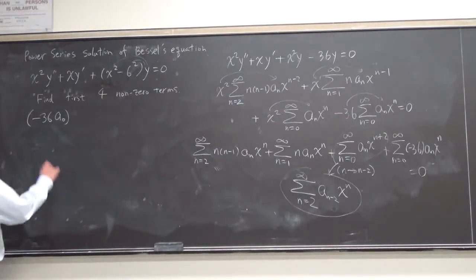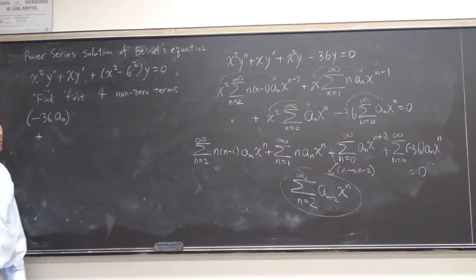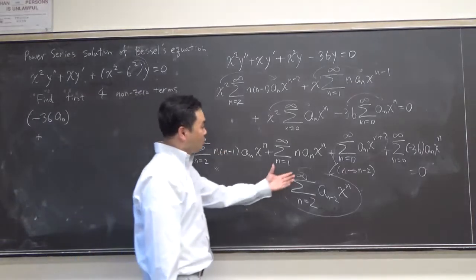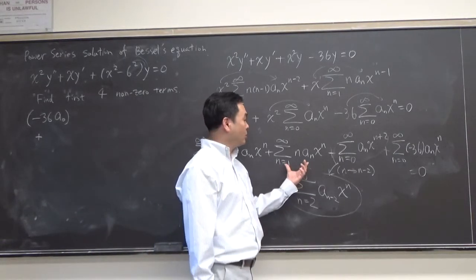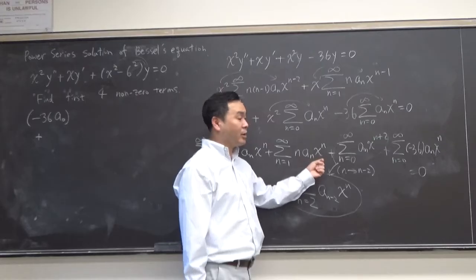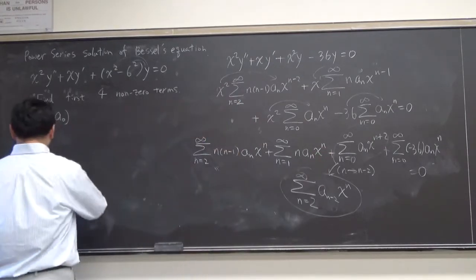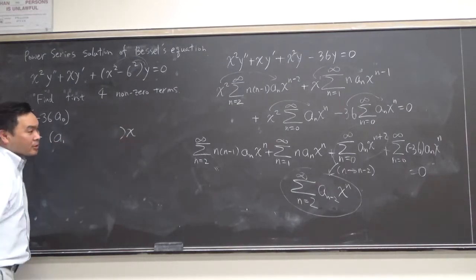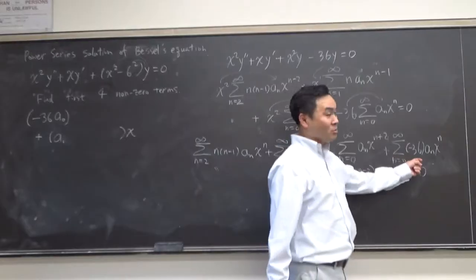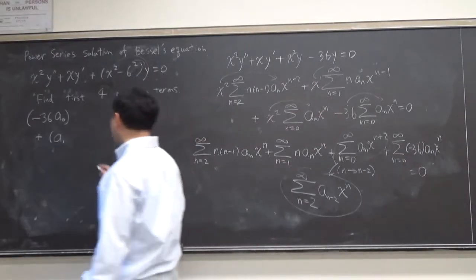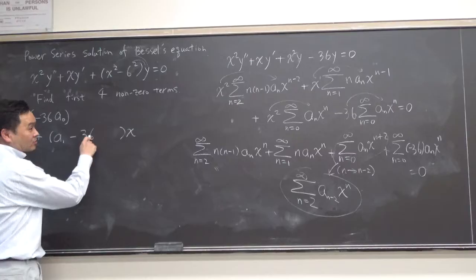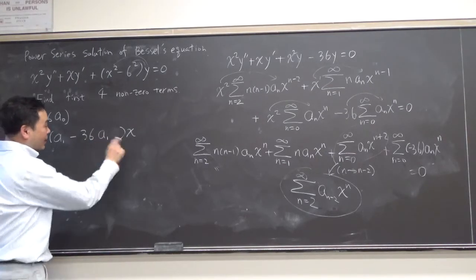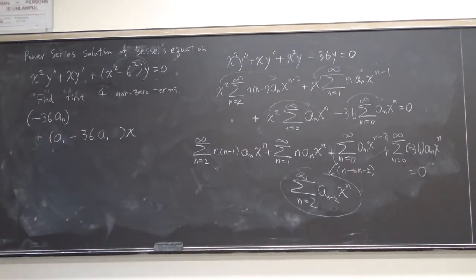And then plus. When n is 1, what does it produce? This one's silent. What does this one produce? 1 a1 x to the first power, so you get just a1 x to the first power. And this one also produces something. What does it produce? Negative 36 a1 x. Those are the only terms that correspond to n equals 1.